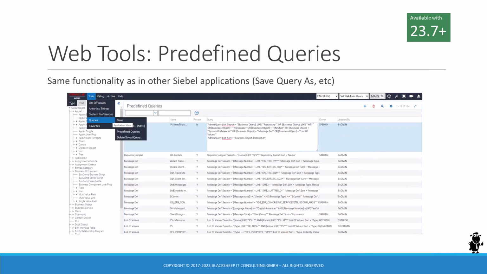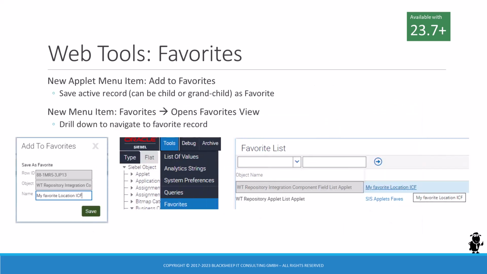If you missed the good old predefined queries feature in Siebel Web Tools, rejoice. In Siebel CRM 23.7 and higher, the well-known functionality has finally arrived in your favorite web IDE. Speaking of favorites, do you remember Siebel Tools bookmarks? Miss them in Web Tools? Well, mark July 2023 as the month where Siebel Web Tools learned this new trick.